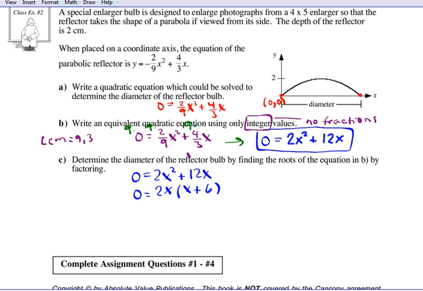So what are our zeros? X is equal to negative 6 and when it's by itself? No. 0. Because if x was 0, 2 times 0 would be 0. Times anything would be 0. Whenever x is by itself, then one of the zeros is 0. Okay? So what was the diameter then?